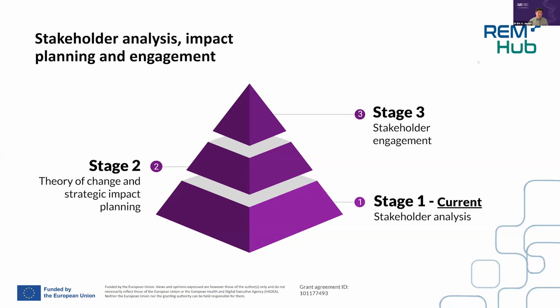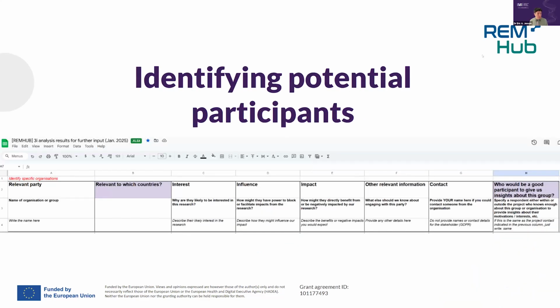So we build on a foundation of the 3I analysis. Next stage is strategic impact planning, which we do using theory of change and a participatory process around theory of change. And then ultimately we have a pretty long process of stakeholder engagement and involvement, where we're going to be involving and co-producing impact with our participants, with people from outside the project, as well as the partners, of course. So this is just showing the entry level where we started.